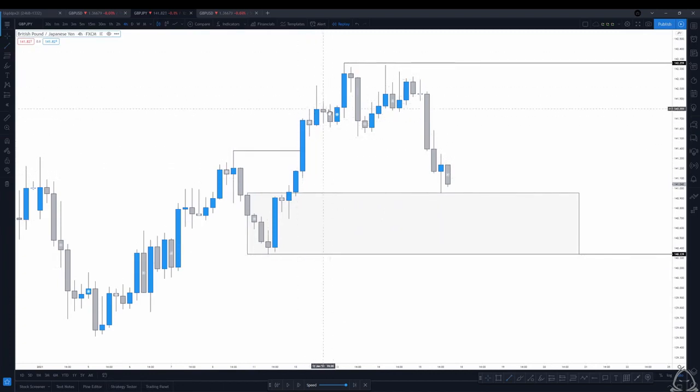Price then paused, created this high, and has started to trade back down into the order block. Now, depending on how you view structure, you might view this as a pullback, which would mean once we broke this high, this would be our low.